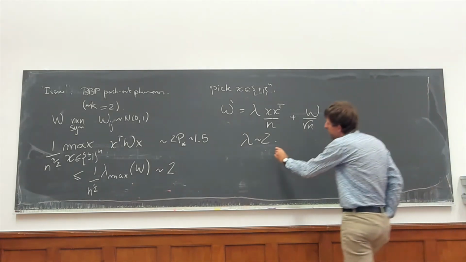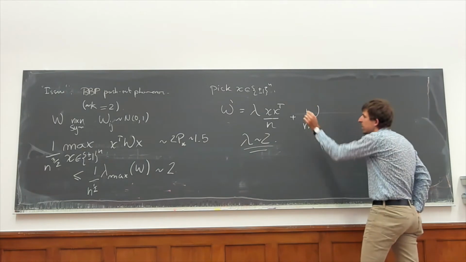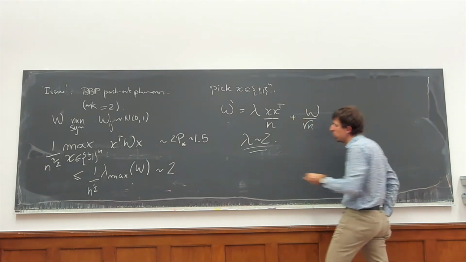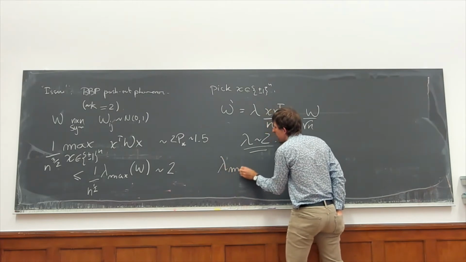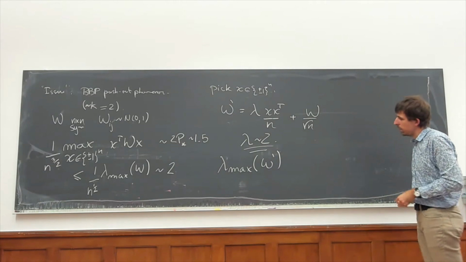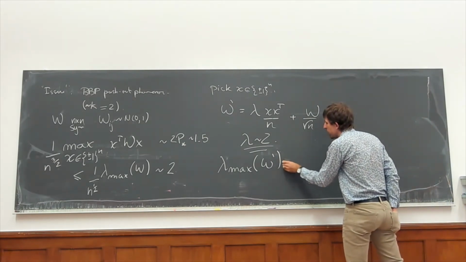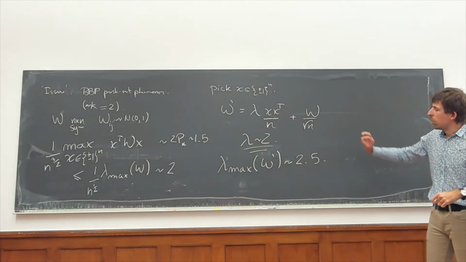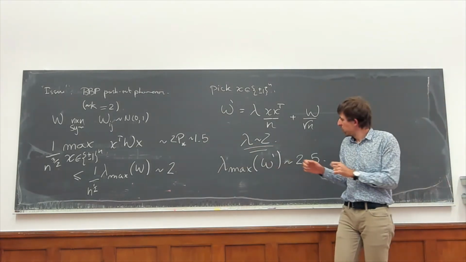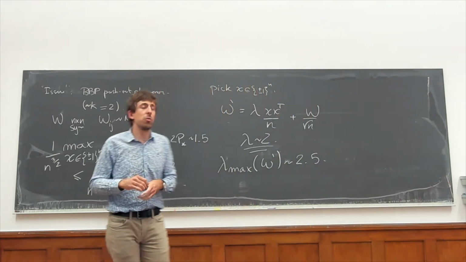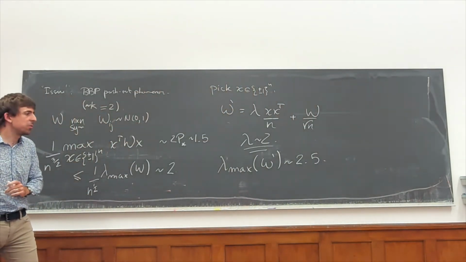But the problem is if I put this eigenvector x, if I plant it at lambda equals 2, the maximum eigenvalue of W prime is going to be roughly 2.5. So when we pick a lambda that's bigger than 1, we know that the value that we see here will always be lambda plus 1 over lambda. In particular, you get 2.5.